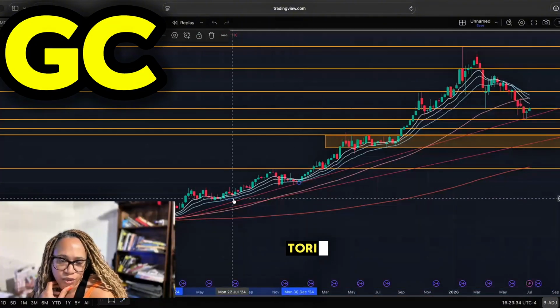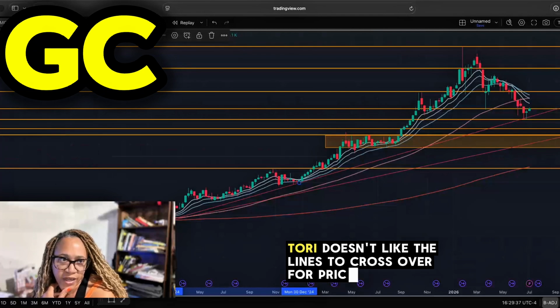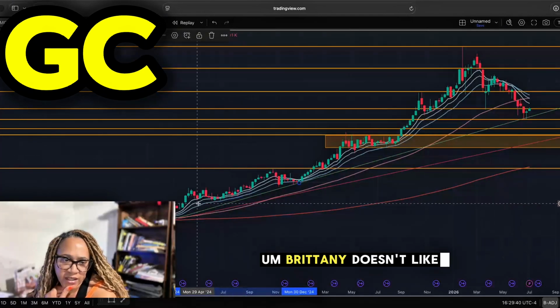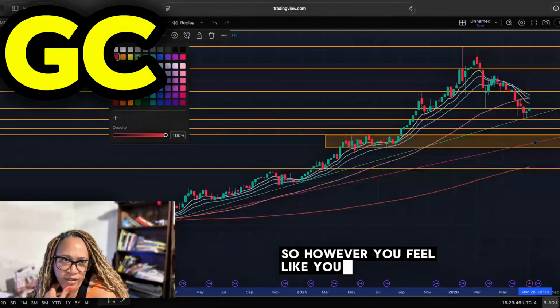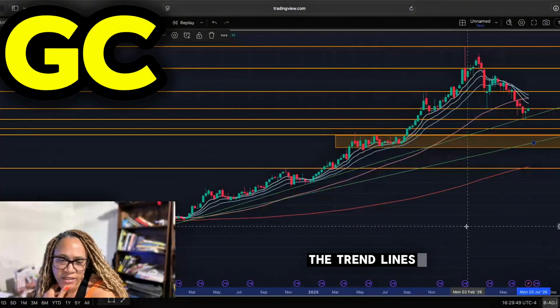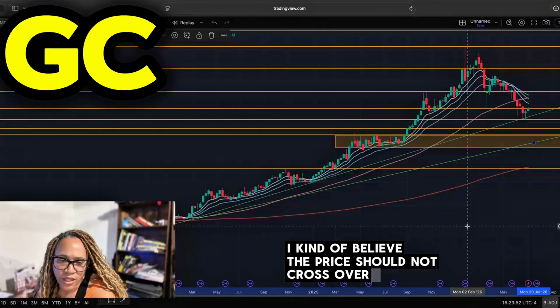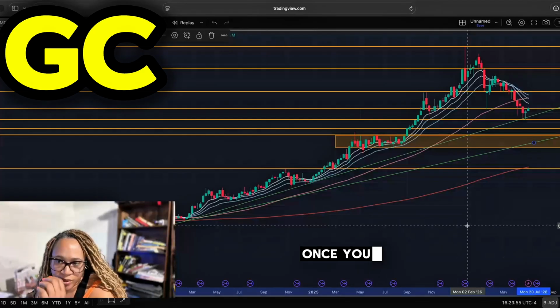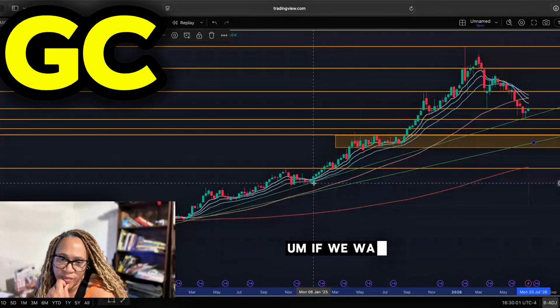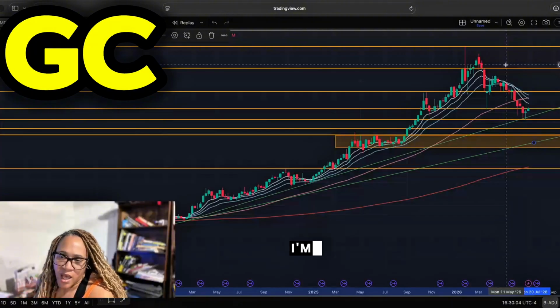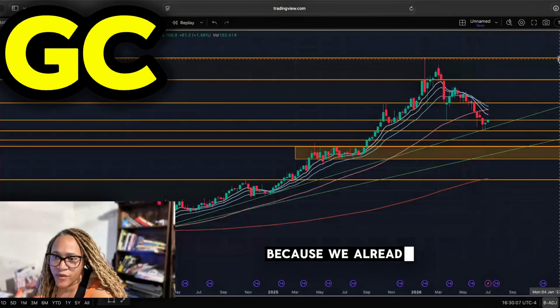So I know Tori doesn't like the lines to cross over for price. Brittany's like, hey, just get as many touch points as you want. So however you feel like you want to do the trend lines, I kind of believe the price should not cross over, but you want as many touches as possible once you get to that point. So we actually have touched this trend line here after we did our second trend line. If we wanted to do another trend line here, it would already cross. I'm not putting it back in because it's no longer valid, because we already know that we're past that area.